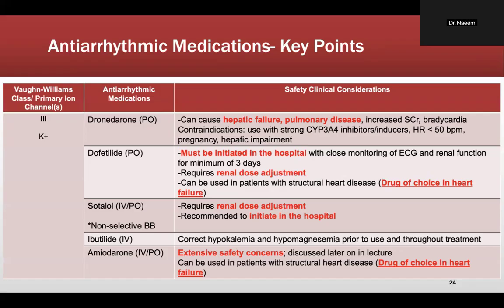These other ones cannot. So dronedarone, sotalol, ibutilide, those are ones that we do not go to if the patient has underlying heart failure. So with dofetilide, as you can see, the main thing is renal function and looking out for patients who have underlying renal disease. If they do, then perhaps we would lean towards amiodarone. We'll go through the details of that later in the lecture.